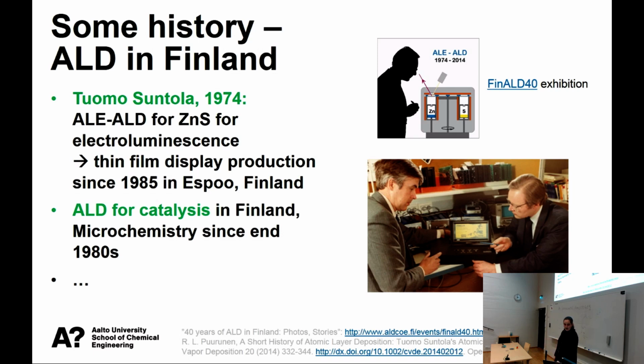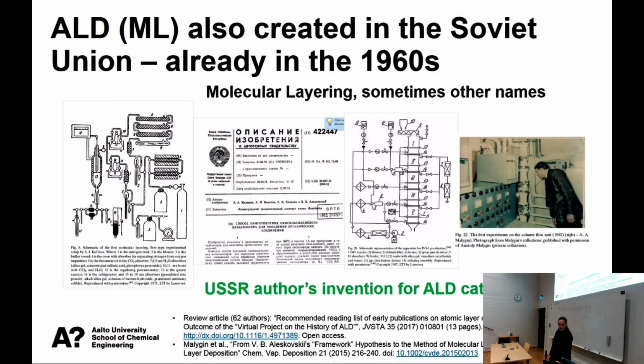In Finland, in '74, for electroluminescent displays, here is still zinc sulfide that is making the light, yellow light. So these displays have been made in 3-color displays, but never full-color displays. And catalysis applications were started already in the 80s in microchemistry. This is also something that the review articles don't really know about, or don't describe very well. And this is still less well described in the Soviet Union, already in the 1960s, and first catalyst applications from '72.